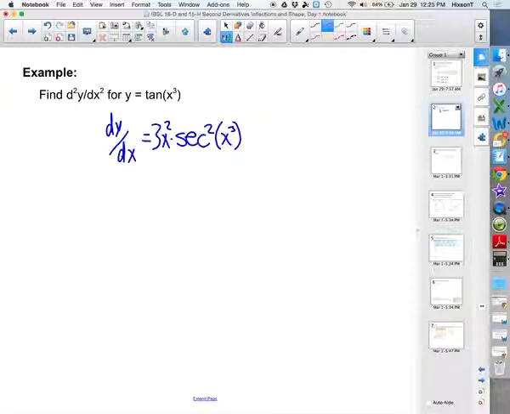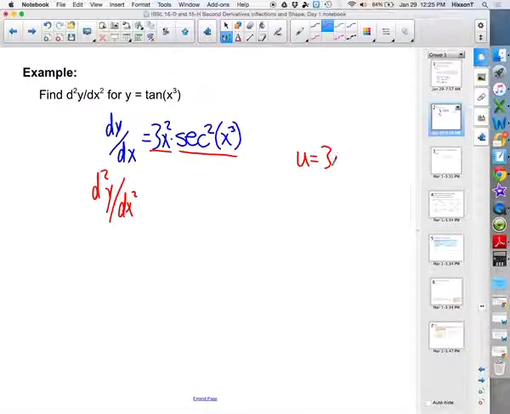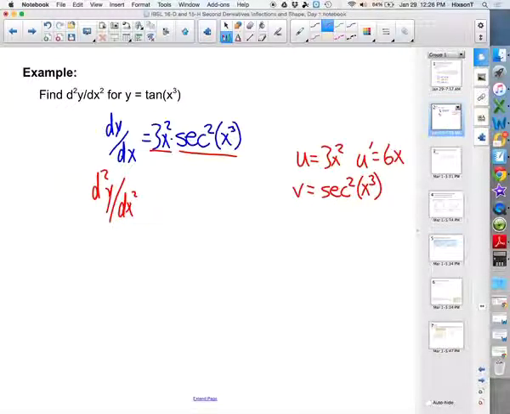Alright, so now we need to do the second derivative of y with respect to x. Like we identified, we need to use the product rule. So u is 3x squared, and that means u prime is just 6x, so that's the easy part. v is secant squared of x cubed. This one is a little more complicated because we actually have to use the chain rule twice.